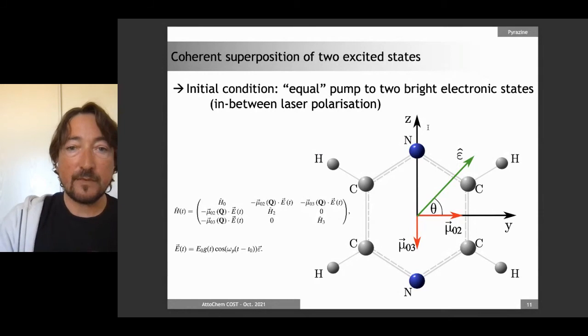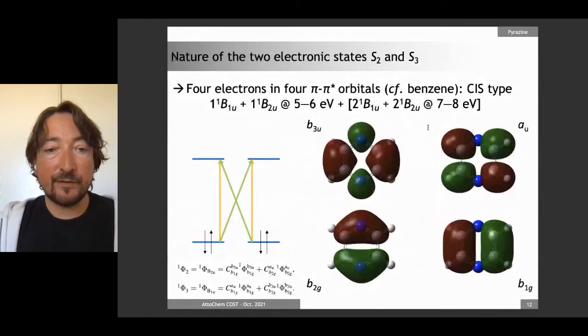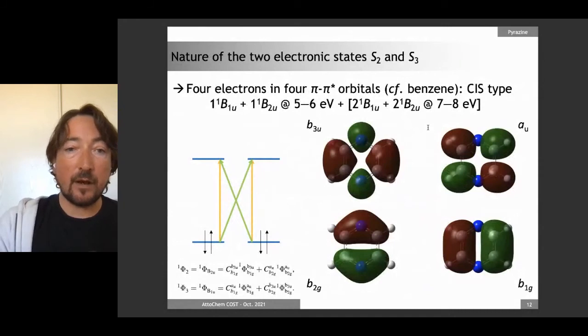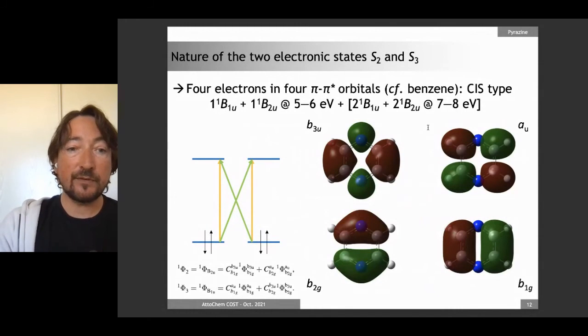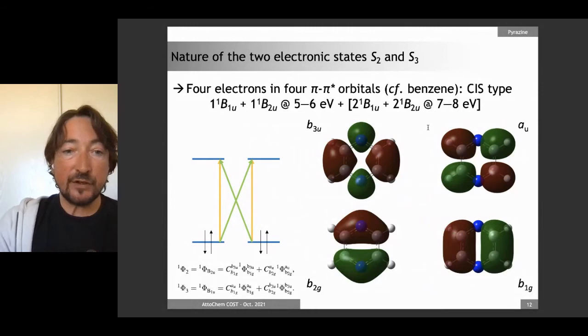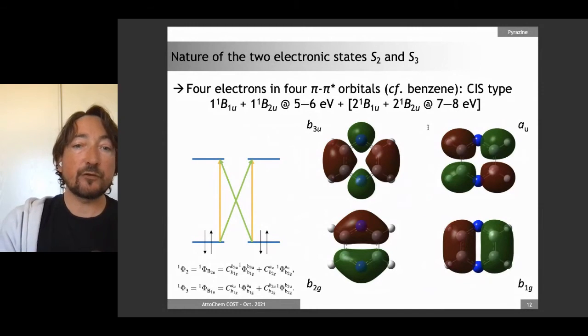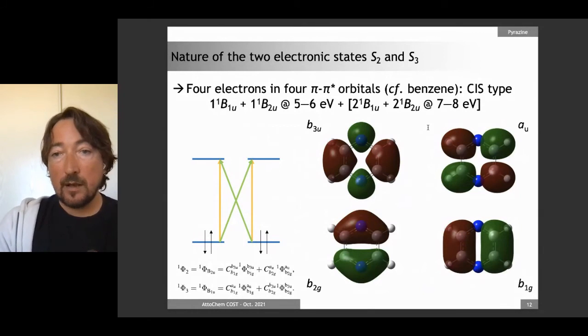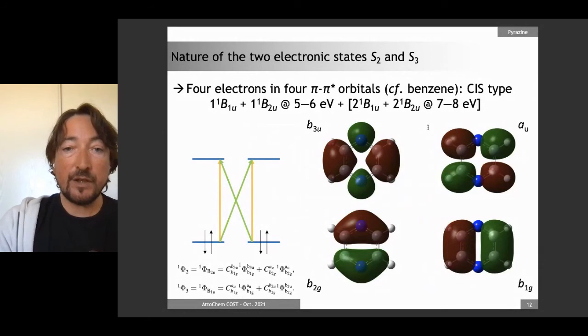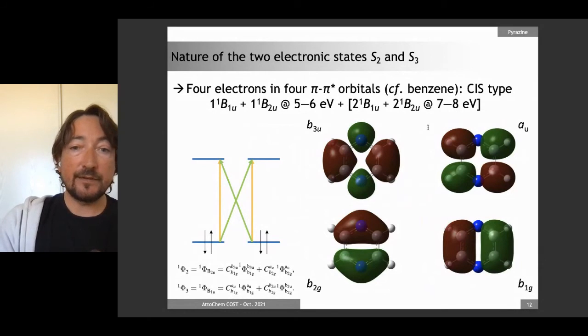Now, a bit of chemistry on the states to understand what they are and how we can interpret them in terms of transitions between orbitals. Here you've got essentially a reduction of the wave function to what dominates the description of such states. It's very similar to benzene, in fact, but within a D2H group rather than a D6H group.